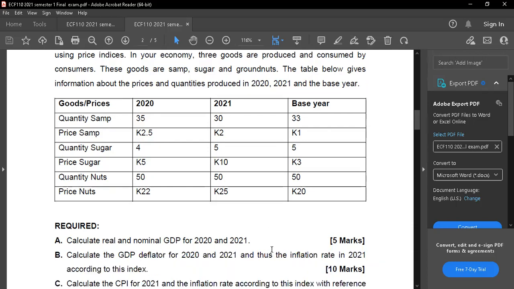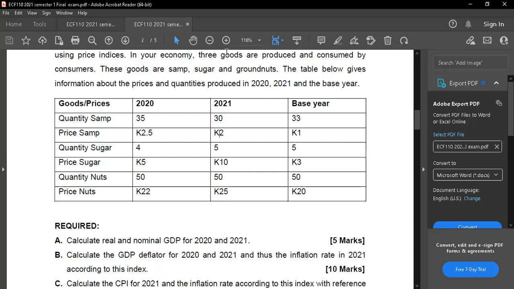So when you're calculating GDP, it's price times quantity for all of them. If you're using the real GDP, you use the quantities of the base year, right? And nominal GDP is maybe the simplest one. So it says calculate the real GDP and nominal GDP for 2020 and 2021. So you can see here we have quantities and prices, right? These are the prices and quantities for the base year.